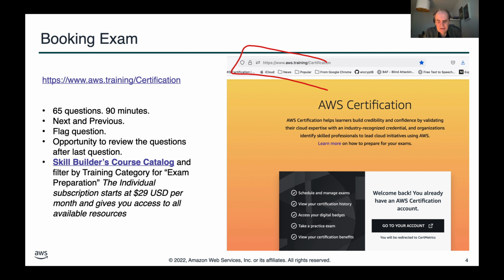So you should find that there is an online link that you can go to, and you need to get registered and set yourself up for the exam. You then book the exam, and you give yourself at least 30 minutes before the exam to get all set up, because there will have to be identity checks. The exam itself has 65 questions, and that's taken over 90 minutes. There is a next and previous, so you can go back and forward at any time, and you can flag questions, and also there is a review at the end to make sure that you're happy with all your answers.